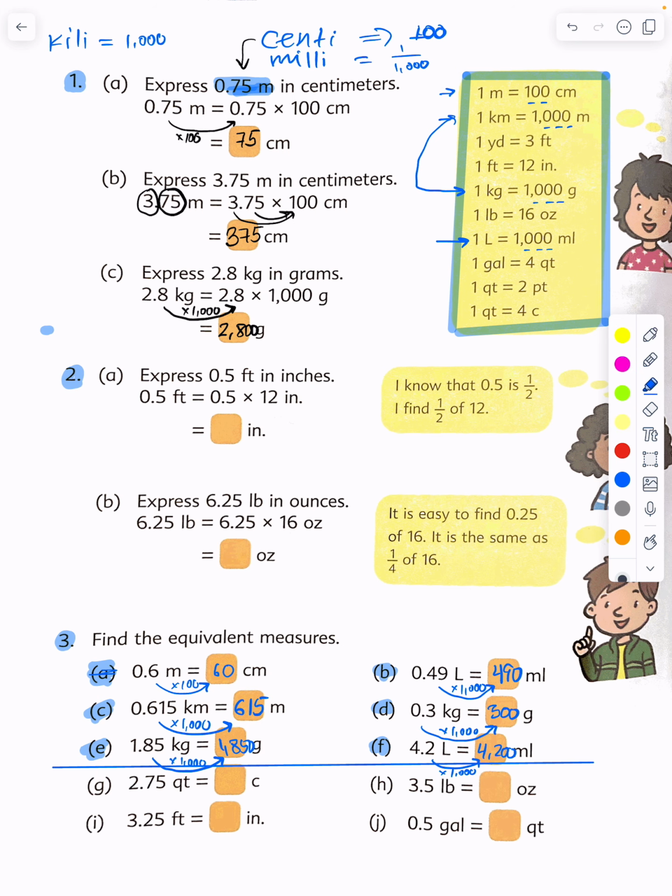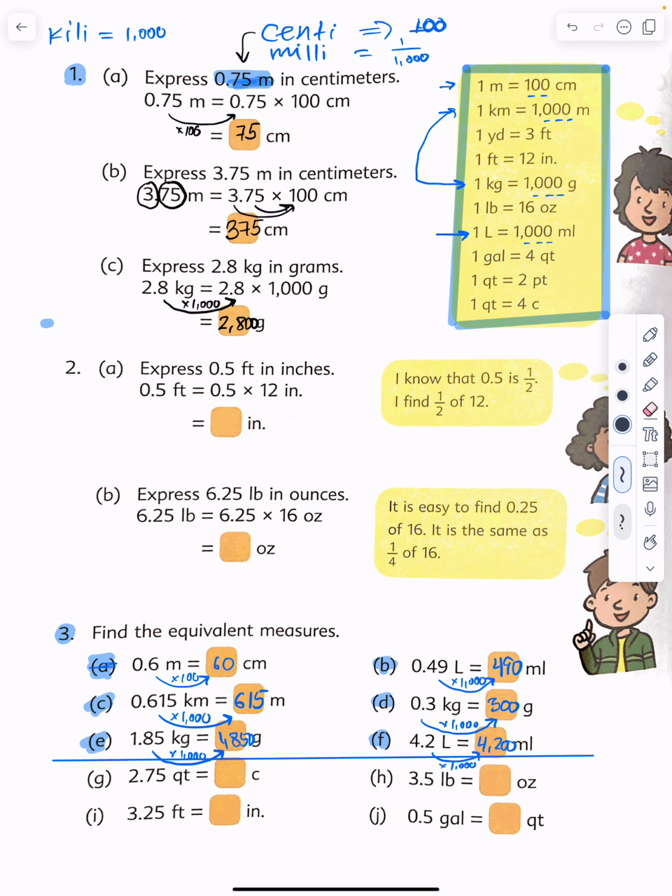Now, my friends, I am going to switch my pencil color because I hope now we will be able to solve another set of examples that have to do with customary units. Okay, so let's solve number 2, A and B, and then G, H, I, and J, because these all examples have to do with customary units we use in the United States.